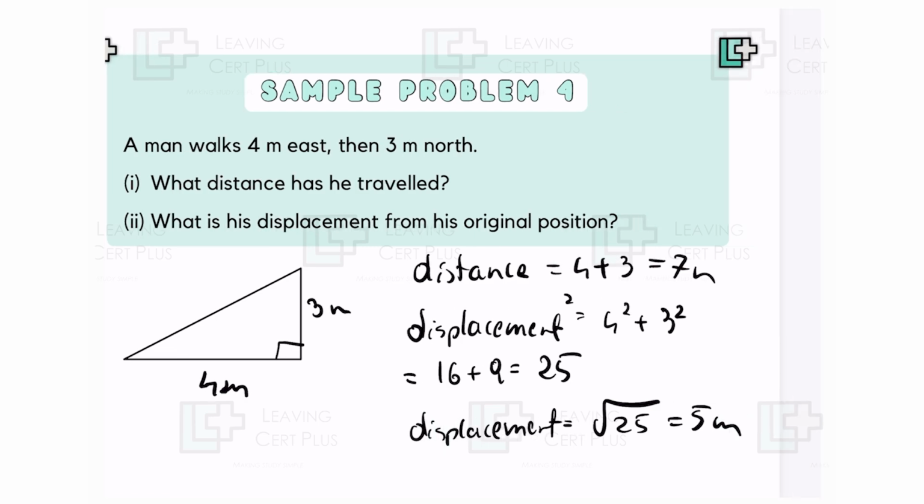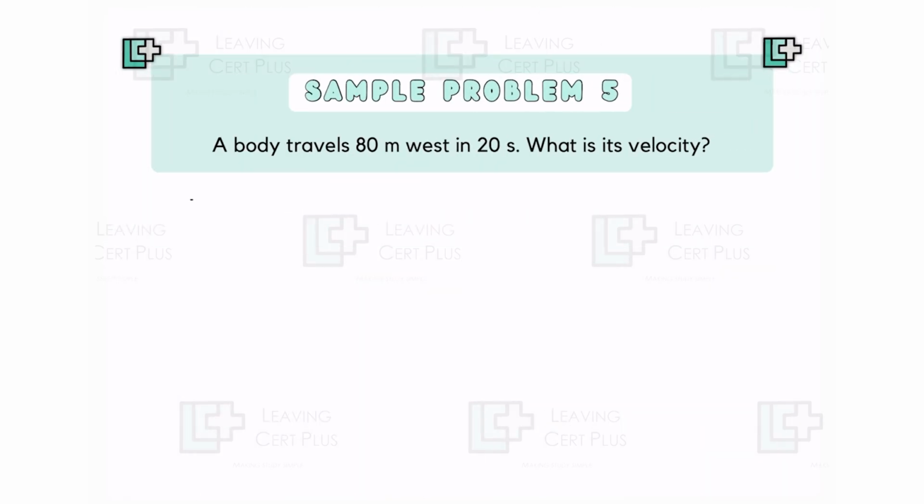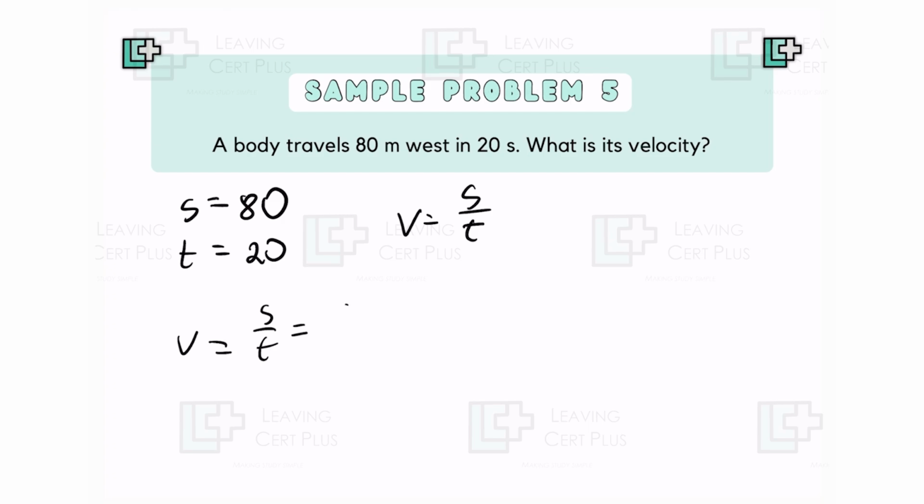Okay, next let's take a look at this problem. A body travels 80 meters west in 20 seconds. What is its velocity? So as always, I'm going to try to model how I solve the problems. So I always write down what quantities I know. So I know S equals 80, and I know that T equals 20. And I know that I'm looking for velocity, and the formula for velocity is S over T. So now I can substitute the values. V equals S over T equals 80 over 20, and that equals 4 meters per second.